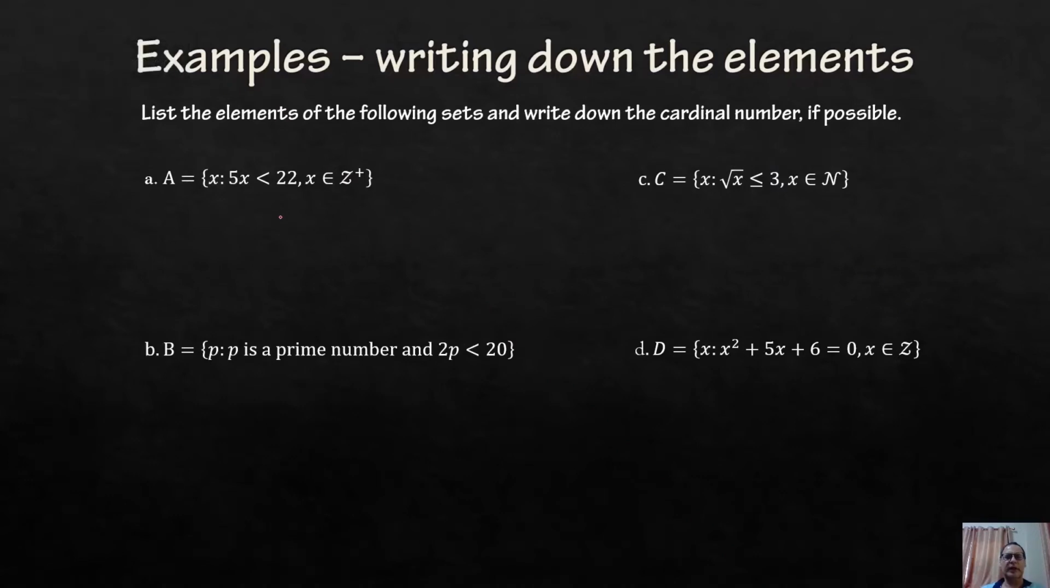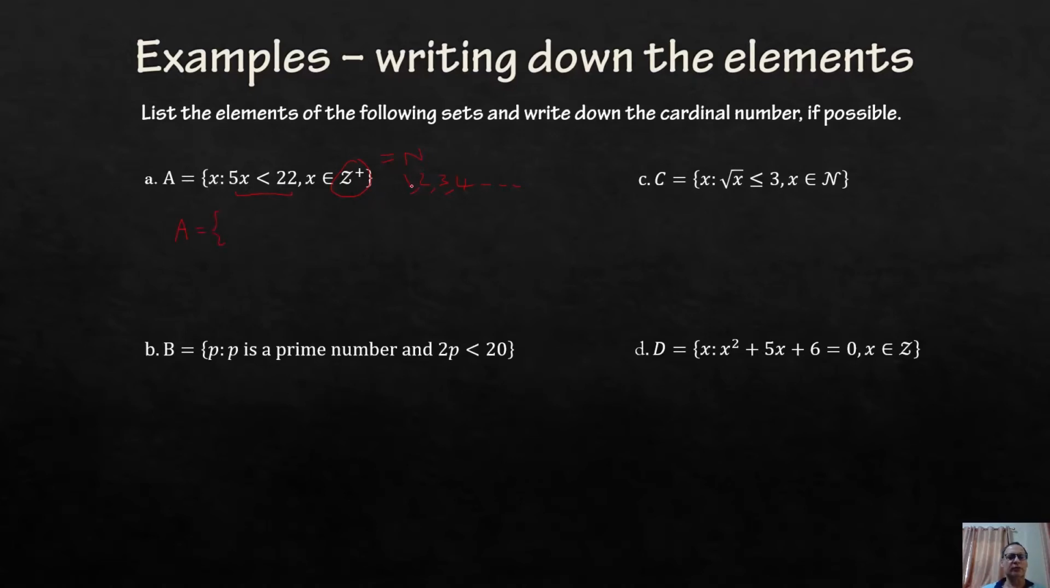Okay, let's do some more examples of writing down the elements. In this question, consider the kind of number, positive integers, which is actually the same as the natural numbers. 1, 2, 3, 4, and so on. And the restriction here is that 5 times the number must be less than 22. So we write down the set.